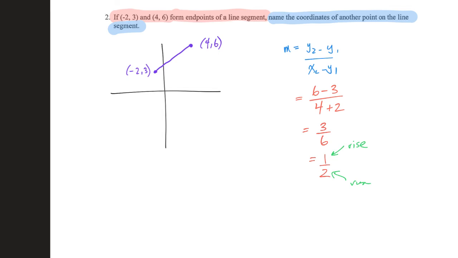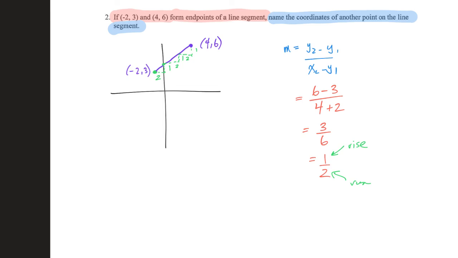And so I could start from a point and move according to slope. I could go over 2 and up 1, and I know I get back to that line. Over 2, up 1, back to that line. Anytime I move according to slope, I stay on that line. So now really all I'd have to do is just move according to slope.